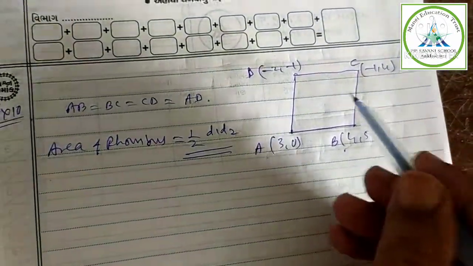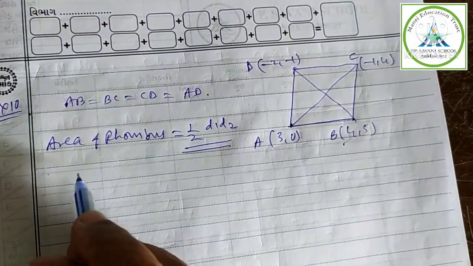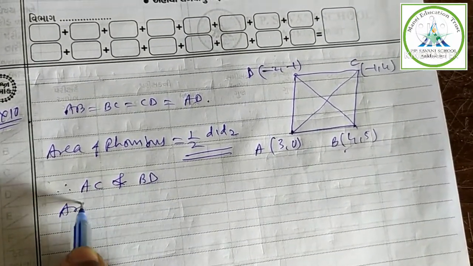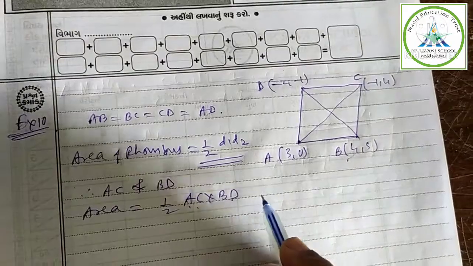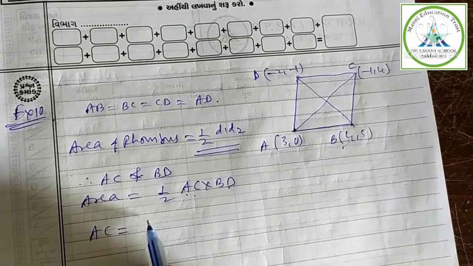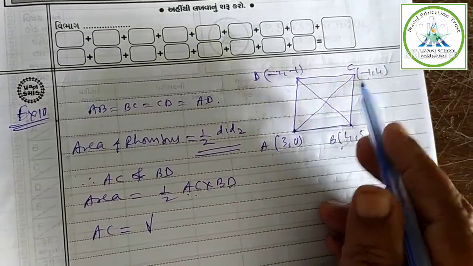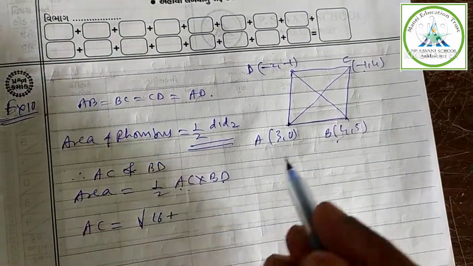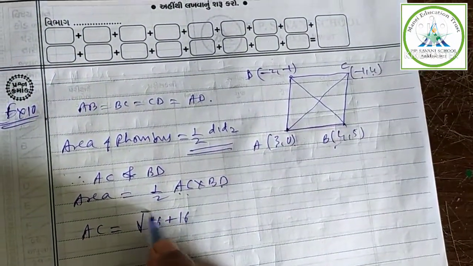Okay, so we'll join AC and BD. So area equal to half AC multiplied by BD. First we'll find AC. What is the distance formula? Under root x2 minus x1, yes or no? Minus 1 minus 3, minus 4 square 16, plus y2 minus y1, 4 minus 0, 4 square 16, that is equal to root 32.